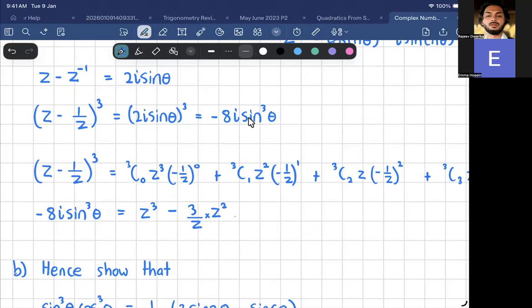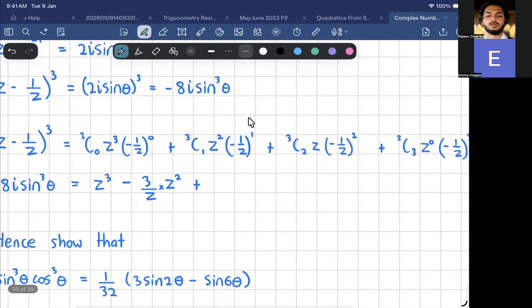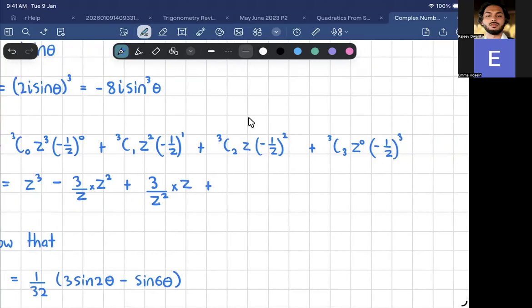The next one is going to be 3 choose 2. That's 3. So that'll be 3, and it's minus 1 over z squared, so that'll be 1 over z squared. So that'll be 3 over z squared multiplied by z. And 3 choose 3 is just 1. So that'll just be negative, because it's minus 1 over z to the power 3, so minus 1 over z cubed. You got that as well, right? Okay, cool.